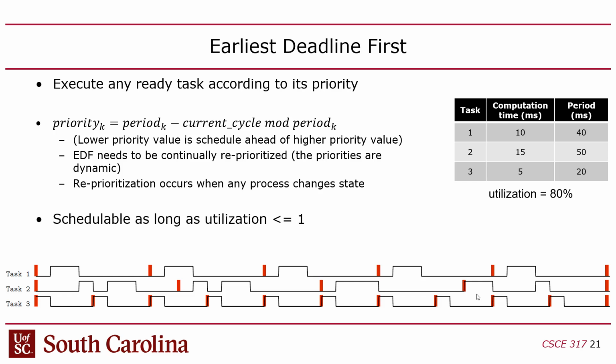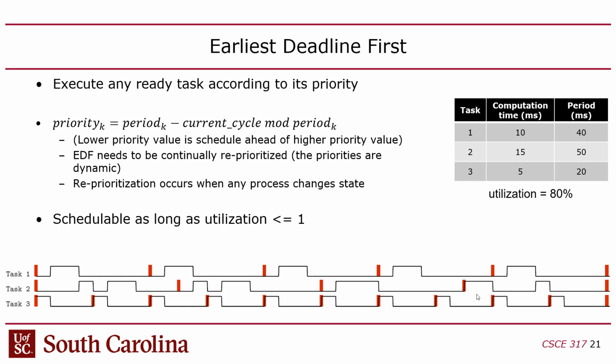here's an example of earliest deadline first. This was tricky. Okay, so the problem is you've got 3 tasks, and they all have different periods, right? But they're not harmonics of one another, right? They're 40, 50, and 20 as the periods, and the run times are 10, 15, and 5. This was such a pain to set up. So I generated this schedule with EDF.